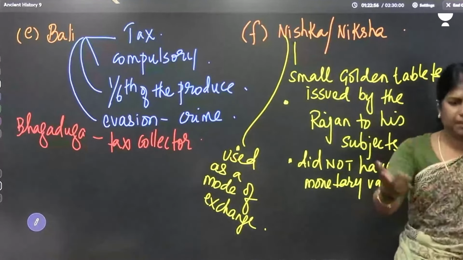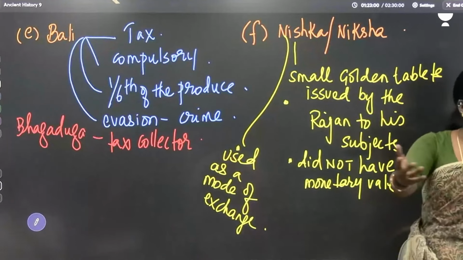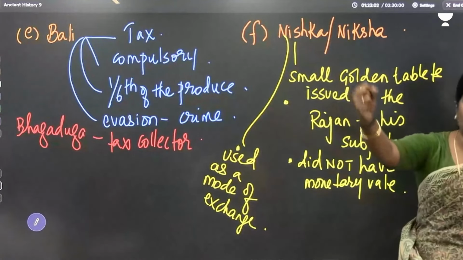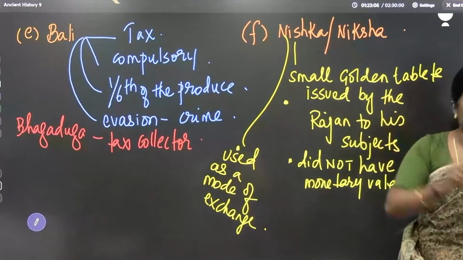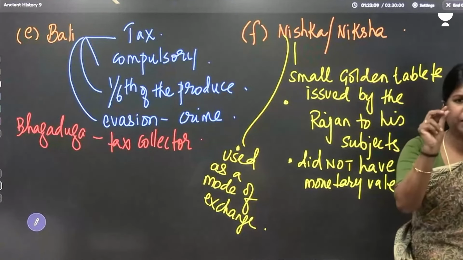Now I go and meet the king. For example, I go meet the king. I recite a poem to the king. The king gives me one pouch of Nishka. Are you getting it? So how will Nishka be? It will be a small circular or oval kind of small tablet.